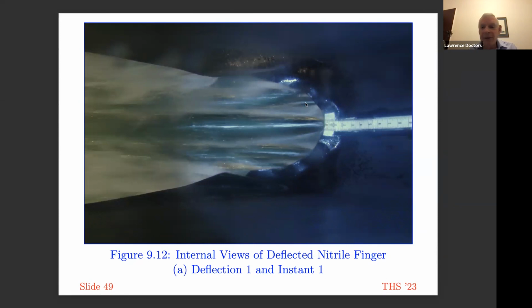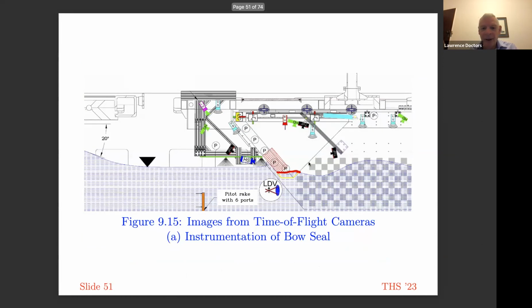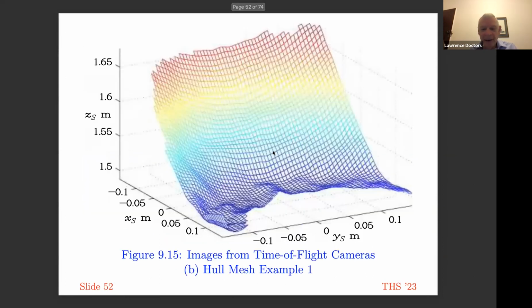So the fingers would develop a wave shape, and you can see some instrumentation here on the inside of this bow finger. This shows you a finger with a much greater deflection. There, you can see how it's buckled in an asymmetric fashion. It's this buckling which causes the wear and tear on the finger. They use this time of flight camera to take pictures of the seal. The time of flight camera would produce images like that of the shape of the deflected finger.